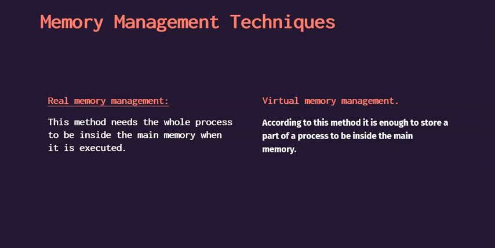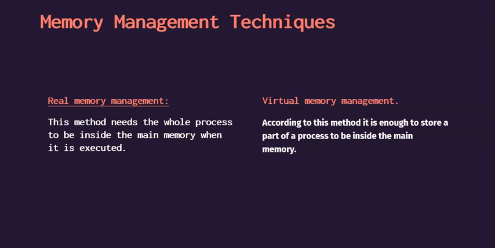In memory management, there are two techniques. One is real memory management and the other is virtual memory management. What is the difference between them? Let us consider a program of 50 lines of code. If all 50 lines of code must be present inside your main memory before your CPU starts executing, that is called real memory management.